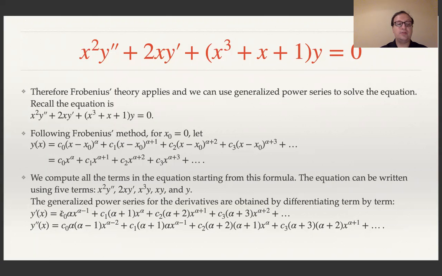So now we take the derivative term by term. First one is the derivative of c0 x to the alpha, and we get c0 alpha x to the alpha minus 1. Then the derivative of c1 x to the alpha plus 1 is c1 times alpha plus 1 times x to the alpha, etc. And we take one more derivative to get y double prime. So the derivative of c0 alpha x to the alpha minus 1 is c0 times alpha minus 1 times x to the alpha minus 2, etc.